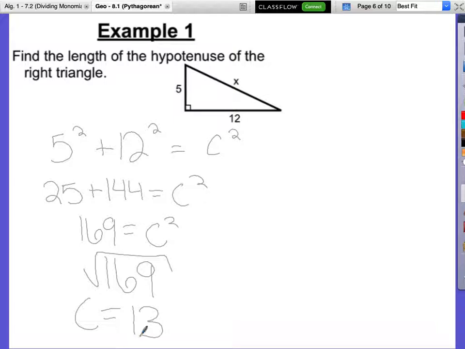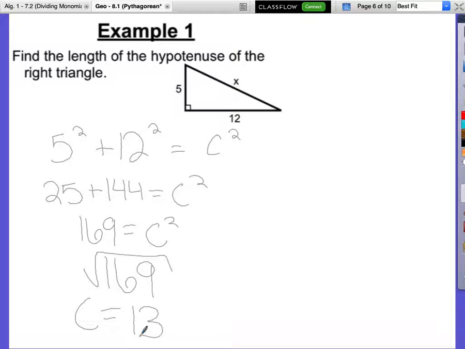Hey, boys, stop! Kaylee's going to explain this one. Thank you, Kaylee. So you take the two legs and then you square them. And then you get 25 and 144, and then you add them together, and you get 169. And then you take the square root of that, and you get 13.